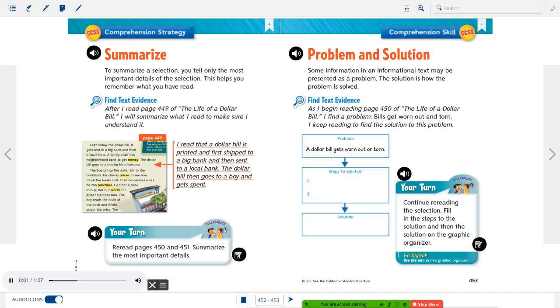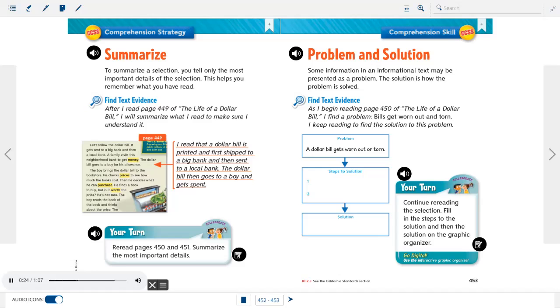Summarize. To summarize a selection, you tell only the most important details of the selection. This helps you remember what you have read. Find text evidence. After I read page 449 of The Life of a Dollar Bill, I will summarize what I read to make sure I understand it.